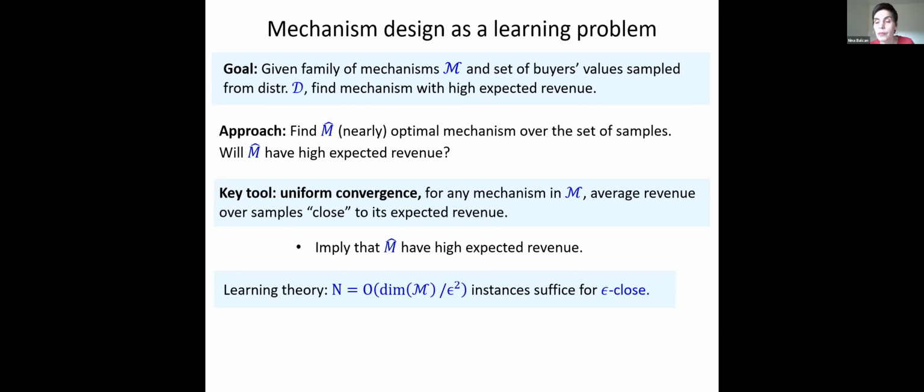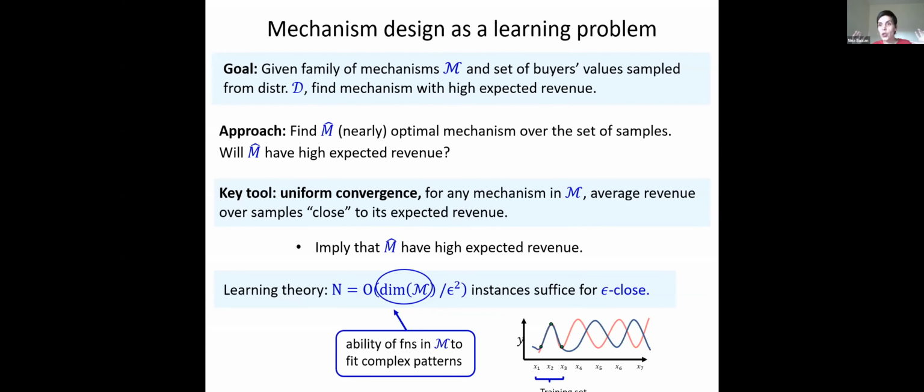In case you've not seen it, at a very high level, what is this intrinsic notion of dimension? It captures the ability of the revenue functions induced by mechanisms in our family to fit complex patterns. Because the more complex patterns you can fit, the more samples you need to generalize and not overfit. So that's at a very high level.